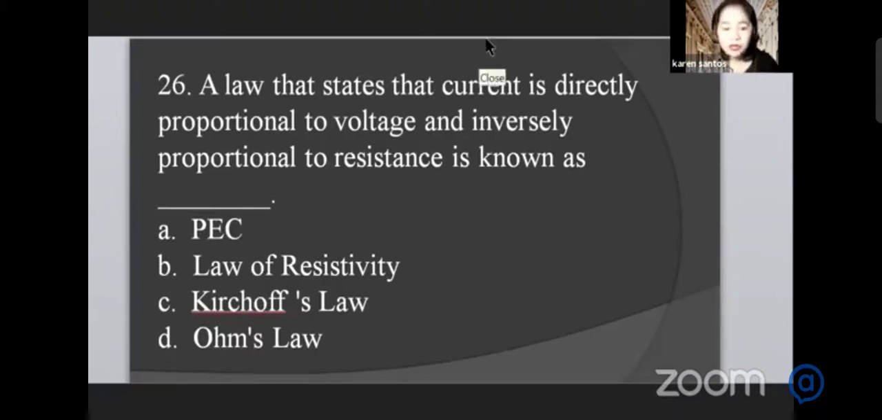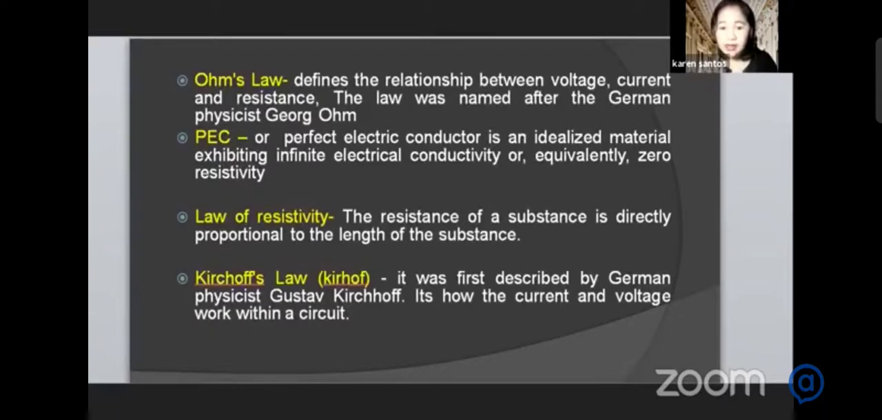Okay, so most of you answered letter D. Letter D, which is Ohm's law. The correct answer is letter D, Ohm's law. Ohm's law is defined as a relationship between the voltage, current, and resistance. And when we say PEC, of course it is eliminated as an option.